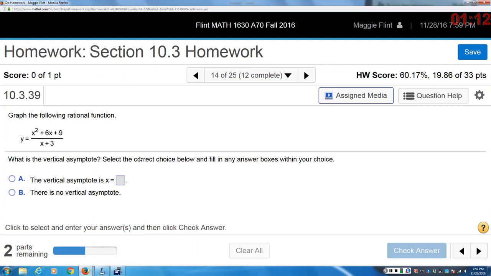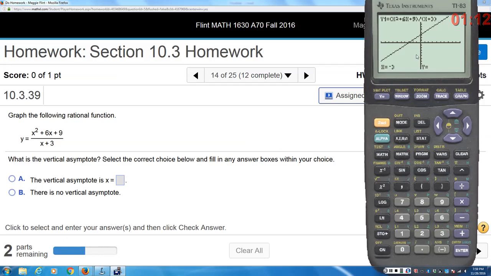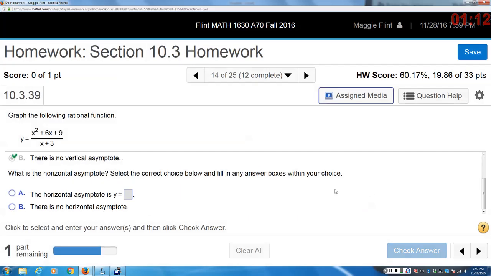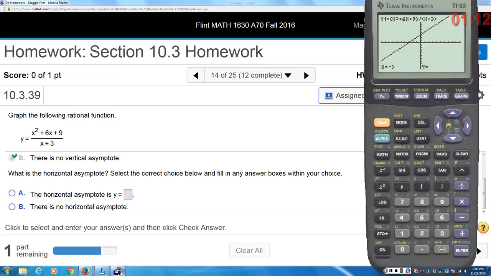So is there a vertical asymptote? I don't see any asymptote. It looks like a straight line. So the answer is no, there's not one. Is there a horizontal asymptote? No.